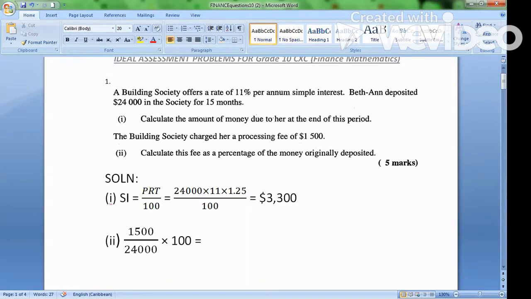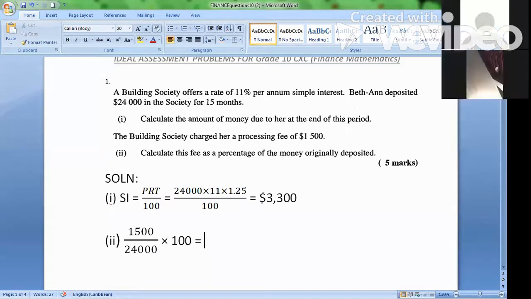All right, question. Let me rephrase the question. Suppose the question went like this: calculate the interest as a percentage of the money originally deposited. What would it be? Let me repeat. Calculate the interest as a percentage of the money originally deposited. Would it be the 3,300? 3,300 and the 24. Right.